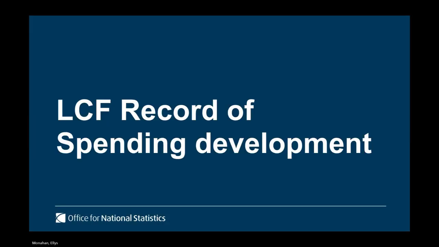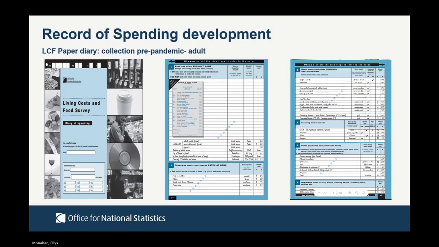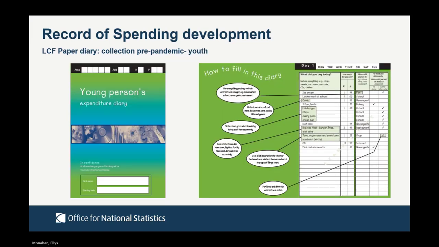Next slide. So this is Jo's work, the LCF record of spending development, previously known as the diary. Next slide, please. So this is just to set the scene. Pre-pandemic, collection of detailed spending was recorded by respondents in a 14-day paper diary. So this is the adult version, and on the next page is the child's version. This is completed by children aged 7 to 15. So this is what was in place pre-pandemic.